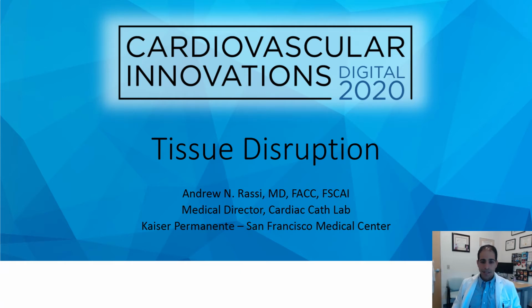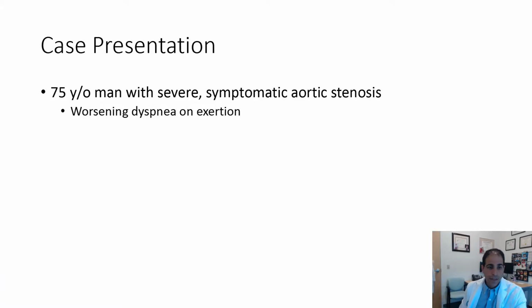I was asked to present a complication involving tissue disruption. The following case is from several years ago. The case involves a 75-year-old man with severe AS who had worsening dyspnea on exertion.